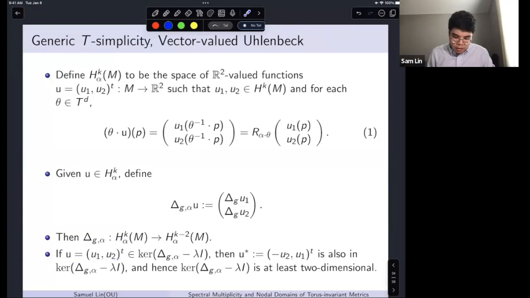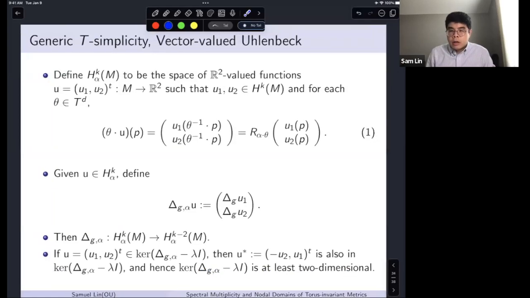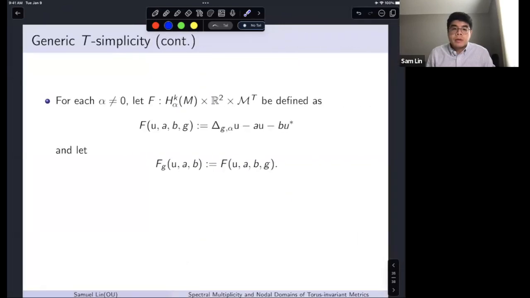Now, if u is an eigenfunction, let's define u star to be (minus u2, u1). This is also in here. Furthermore, their dot products are 0. From this, we know that the kernel of this vector-valued Laplacian is at least 2-dimensional. So then I'm going to define a map that's going to give us the corresponding result. Let F be a map from H^k_alpha cross R^2 cross the space of metrics to H^(k-1), H^(k-2)_alpha.